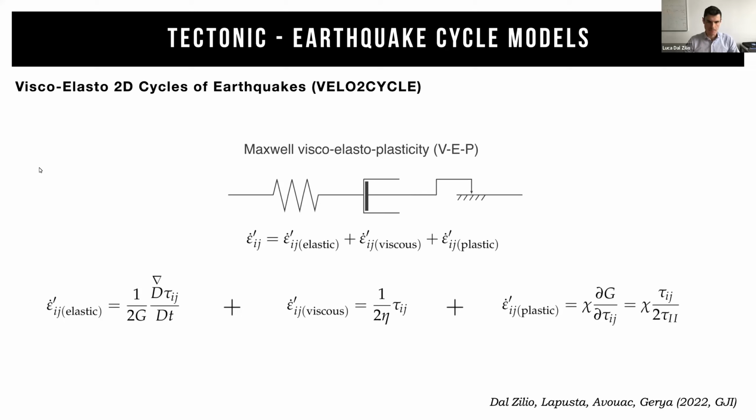Another important ingredient in this type of simulation is that we consider not only the elastic component, which is typically assumed for slip inversions and simple seismic cycle simulations, but also the viscous and the plastic components of the deformation. So in this case, we assume a Maxwell viscoelastoplastic model where we have in series these three components: elastic, viscous, and plastic.